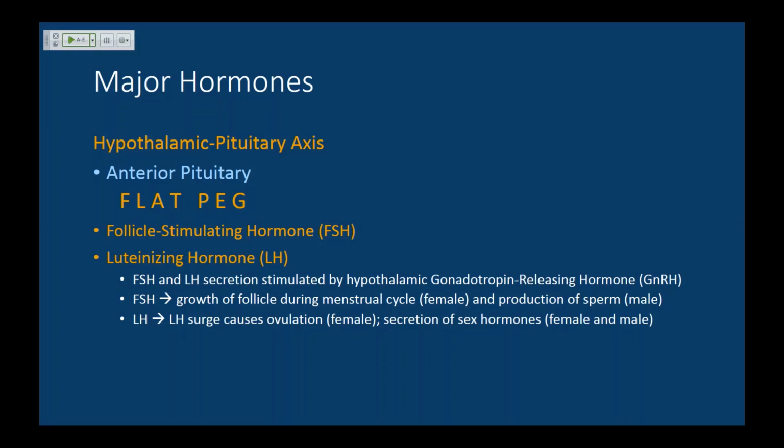Okay, so we are going to go through all these hormones and what they do. So buckle up. All right, follicle stimulating hormone and luteinizing hormone. They are secreted in response to gonadotropin releasing hormone from the hypothalamus. Okay, FSH causes the growth of the follicle during the menstrual cycle and the production of sperm in the male.